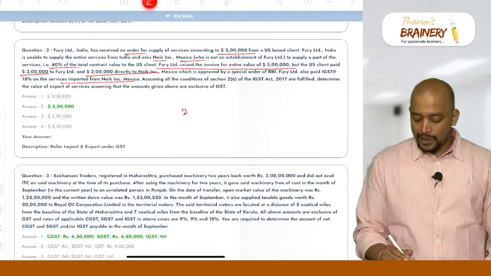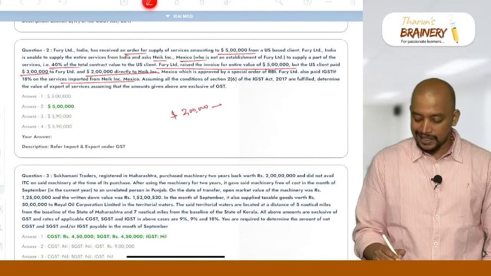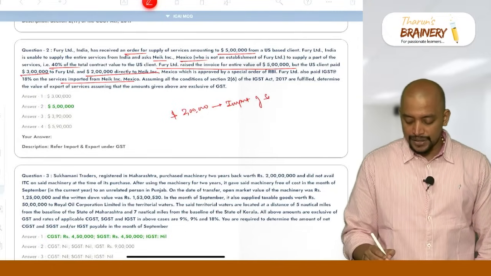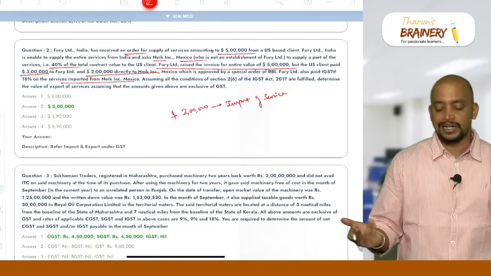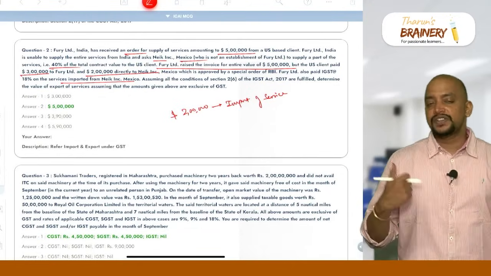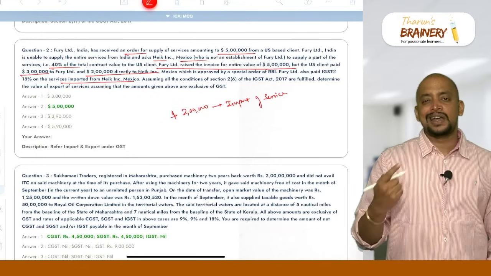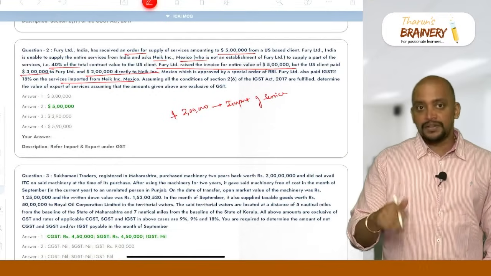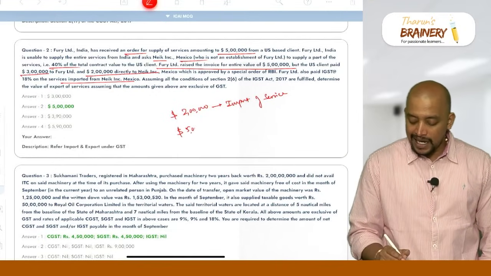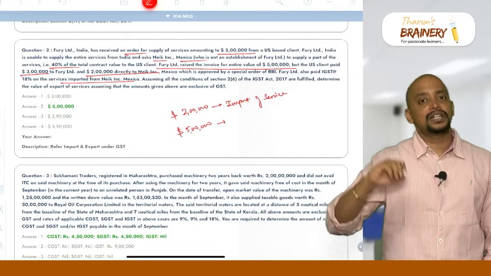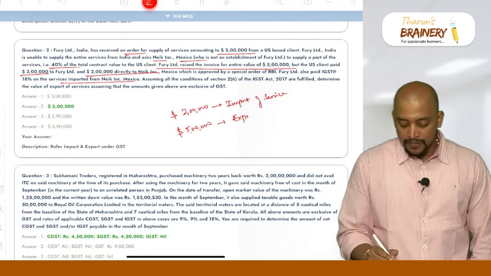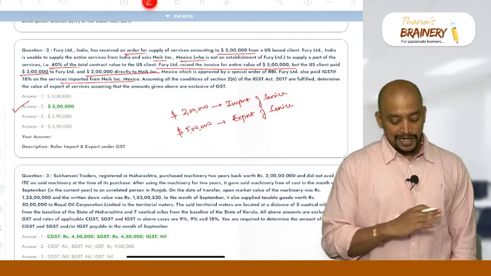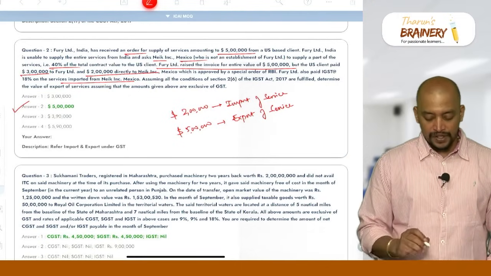So this $2 lakh will be treated as import of service. Why is $2 lakh treated as import of service? Simple. Where is NIC located? Outside India. Where is Fury Limited located? India. So it's an import of service: supplier outside India, recipient in India, and place of supply in India. If on $2 lakh, as import of service, IGST is paid, then the entire $5 lakh, even though they actually received $3 lakh, will be treated as export of service as per the CBIC circular. Because of that, $5 lakh will be taken as the value of export of service.